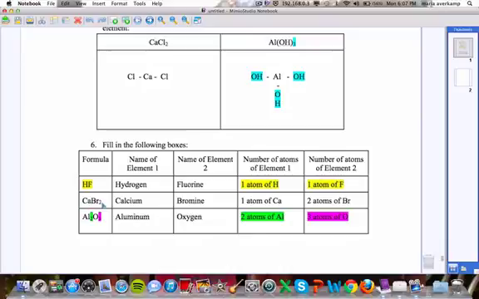In calcium bromide, there's no number next to calcium, so that simply means there's one atom of calcium. There's a 2 next to the bromine. That means there's 2 atoms of bromine. Lastly, aluminum oxide. The Al is aluminum, the O is oxygen, of course. The 2 next to aluminum tells me I have 2 atoms of aluminum, and the 3 just simply tells me I have 3 atoms of oxygen.